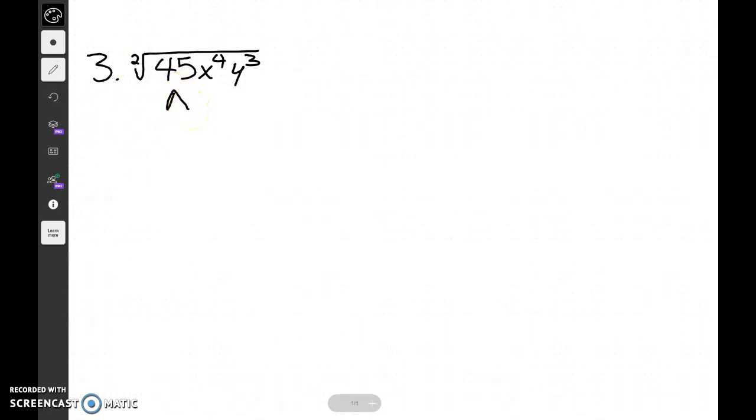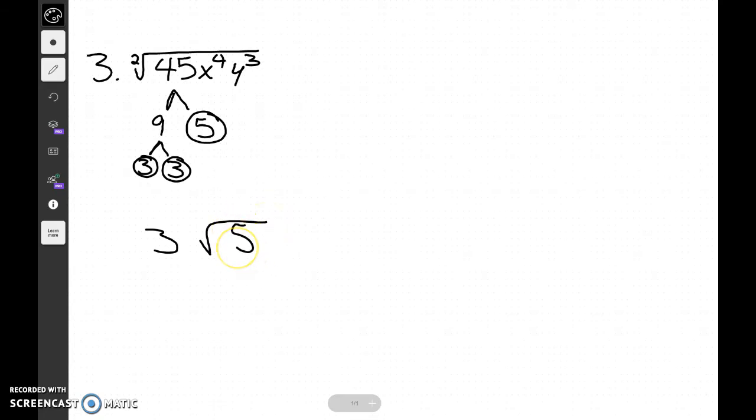So on this one, we have 45. So with 45, we can break that down into 9 and 5. And then once we break that down into 9 and 5, we know 9 will break down into 3 and 3. So there's a pair. And then we know 5 won't break down, so 5 stays 5. So what I have here is I have 2 3s, so that's going to be 3. And then underneath the radical, I have a 5. So that's going to be the breakdown of this problem.